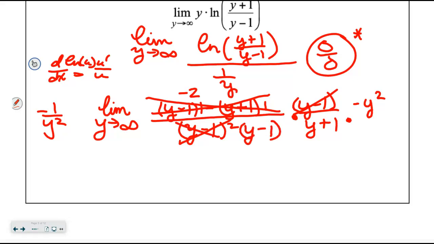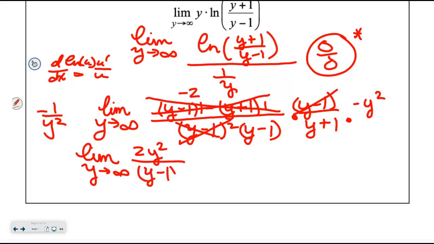And it looks like now I've got to do a rewrite. So your notes just became kind of messy. That's why I say it's more the listening today. All right, so on the top, it looks like all I have left is a 2y squared. And it's positive. And then on the bottom, I have this.